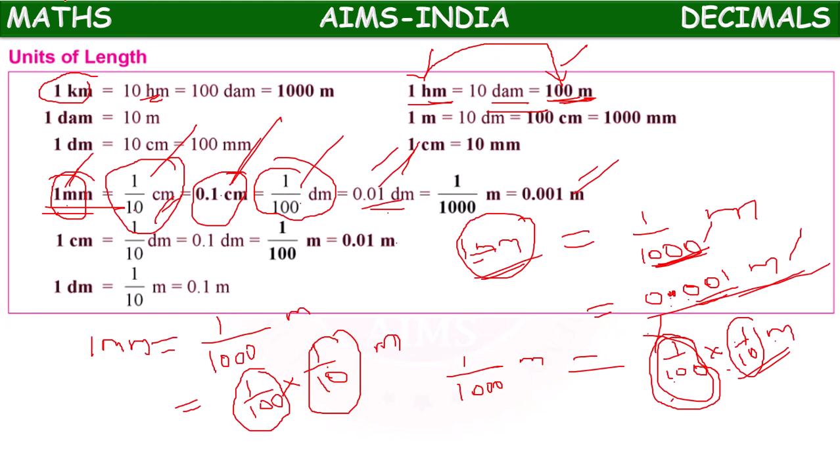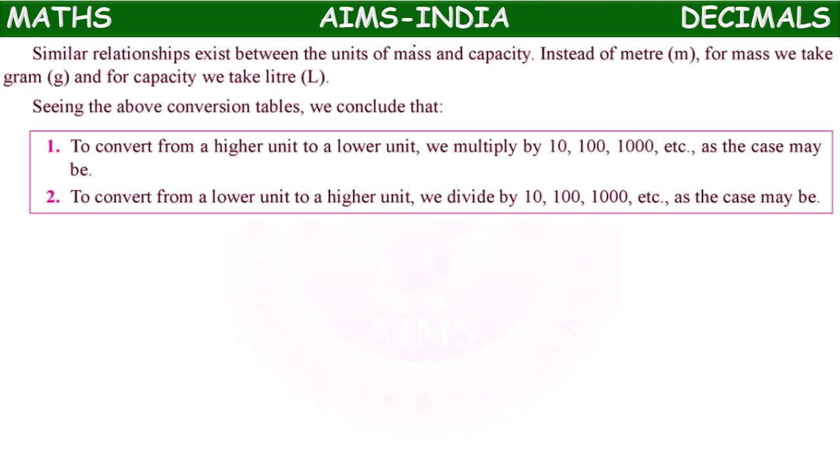In the same way that the relation exists between units of length, the same relationship will work between the units of mass and between the units of capacity. So instead of meter, for mass we will take gram, and for capacity we will take liter.